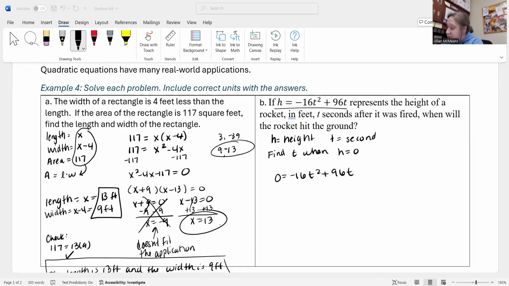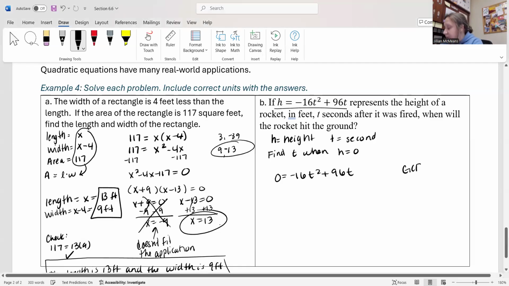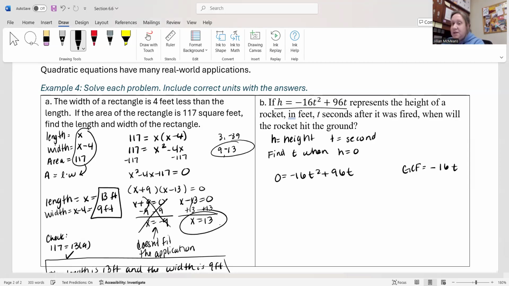So we do have a GCF here. We have a GCF of negative 16t. Remember from a long time ago, when you have a negative lead term, and our lead term is the squared term, you need to factor out a negative GCF. So we have a GCF of 16t, and we need to make it negative. So I get 0 equals negative 16t times stuff. I'm going to divide each of these by negative 16t.